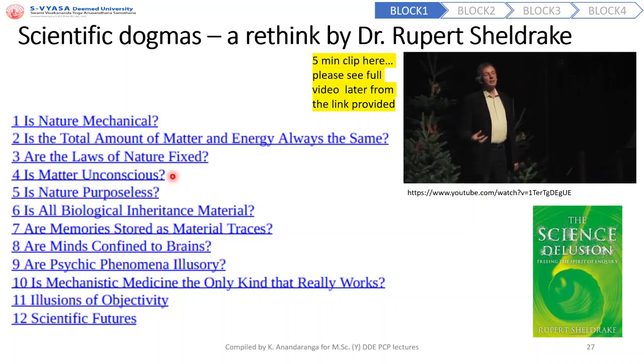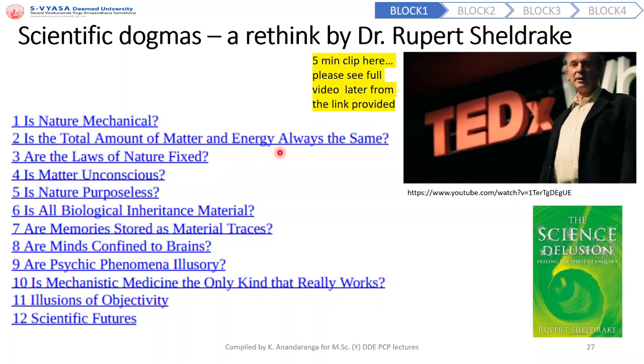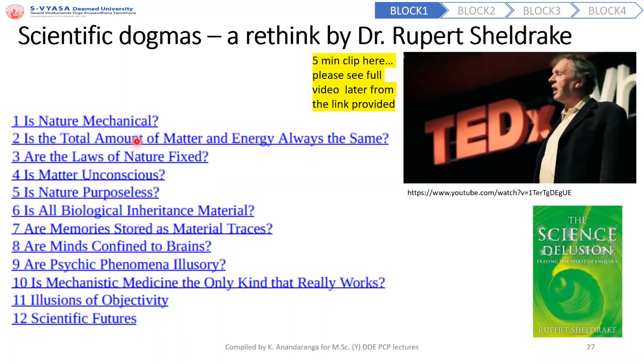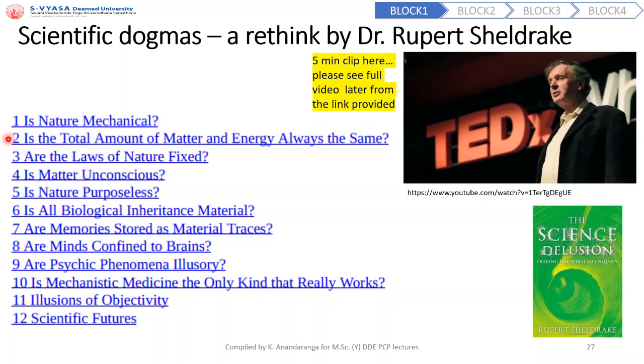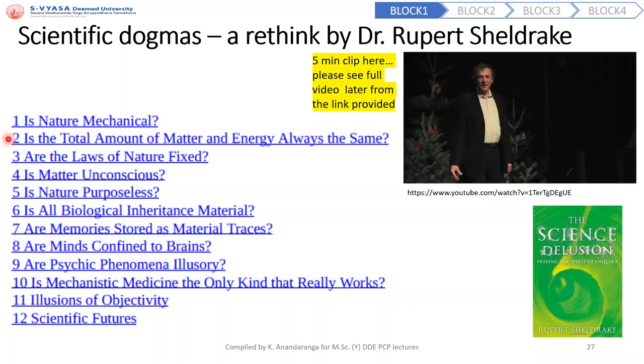So the matter's unconscious, then the laws of nature are fixed. This is dogma 3. The laws of nature are the same now as they were at the time of the Big Bang, and they'll be the same forever. Not just the laws, but the constants of nature are fixed, which is why they're called constants. Dogma 4, the total amount of matter and energy is always the same. It never changes in total quantity, except at the moment of the Big Bang, when it all sprang into existence from nowhere in a single instant.